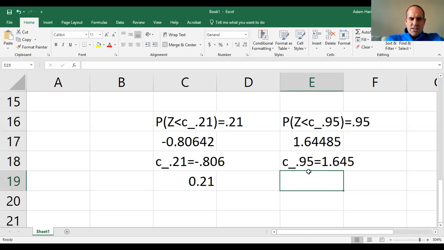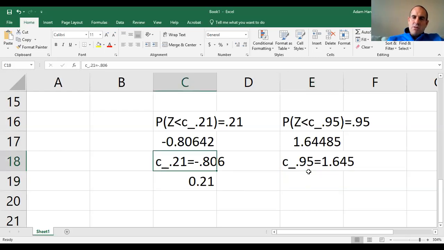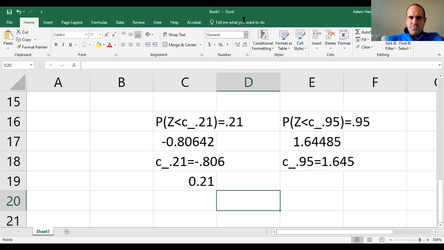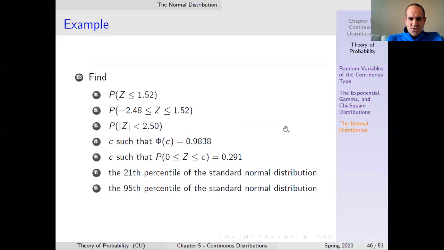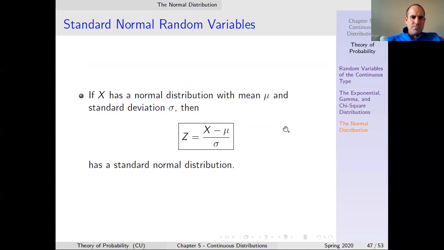On the other hand, this other one is saying that if I am negative 0.81 standard deviations to the left of the mean, 0, then I basically have 21% of the data to the left of that. So those are some nice little exercises with the standard normal.